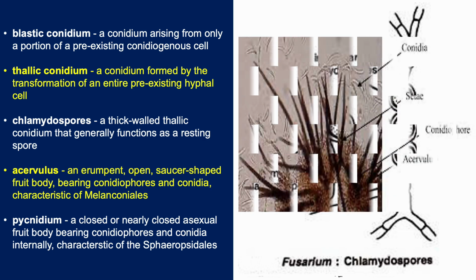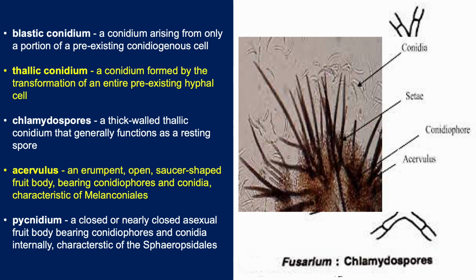Next terminology is Acervulus. These are rampant, open, saucer, that is cup-shaped fruiting bodies that bear conidiophores and conidia, and which is the characteristic of the order Melanconiales. Acervulus contains conidia, CT, conidiophore.